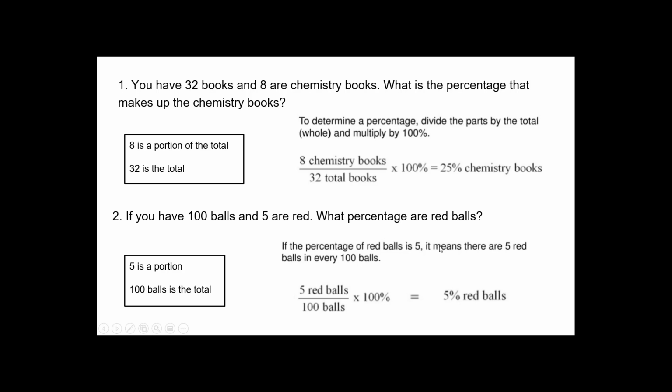If the percentage of red balls is 5, it means that there are 5 red balls in every 100 balls. When you get into percent, that's what it means, even if it's not necessarily that way with the problem. So here we have 5. In this case, it is 100 balls. So 5 over 100, and we multiply that by 100, and that is 5% red balls.